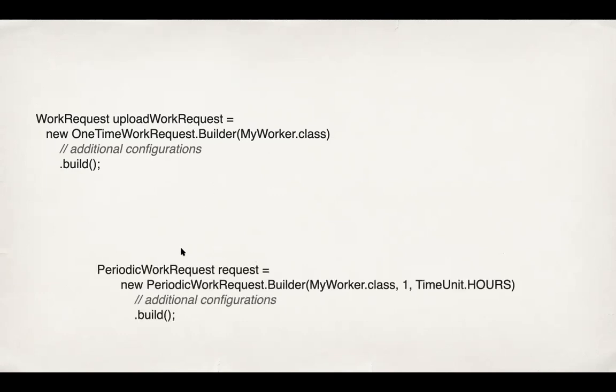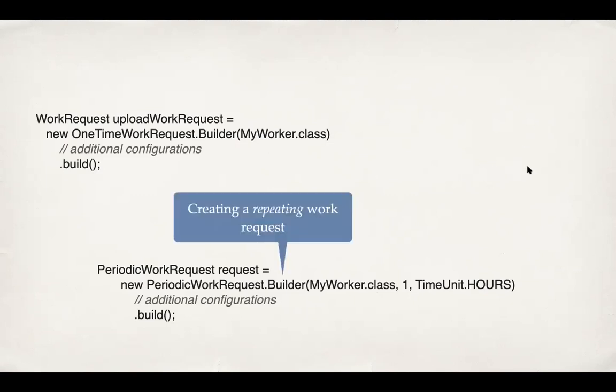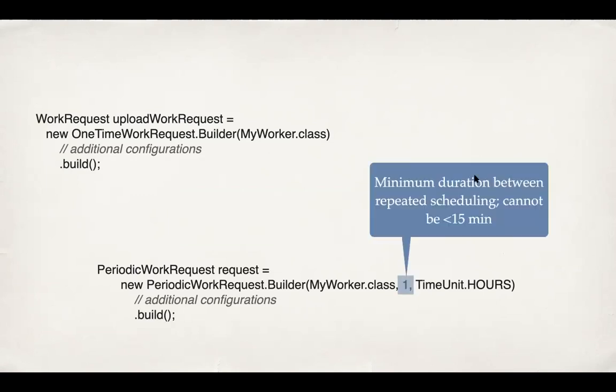For a periodic work request, it's almost similar, but you get to specify a couple other things. So the periodic request or repeating request here lets you specify the duration of a repetition interval. So here, what we are saying is take at least 1 hour before this task is repeated. Why does it say minimum duration and not exact? Because it depends on a lot of other constraints on the system, or any constraints that you may specify here in additional configurations.